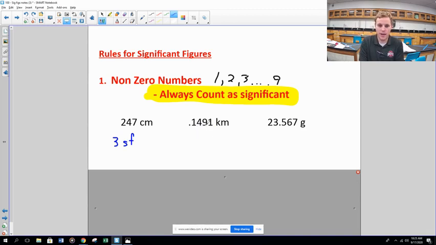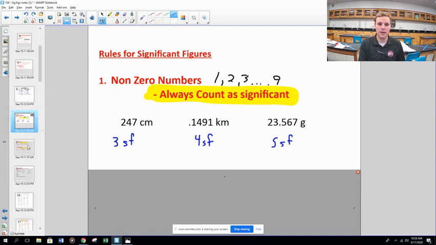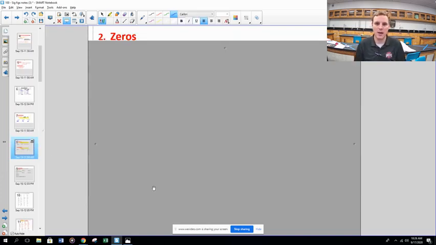0.1491. Okay, the 1, the 4, the 9, and the 1 are all non-zeros. And so those are 4 total significant figures in that measurement. 23.567, a 2, a 3, a 5, a 6, and a 7. Those are 5 significant figures because none of them are a 0. Okay, so that's the first rule for significant figures. Non-zero numbers always count as significant. But then the zeros have special rules.